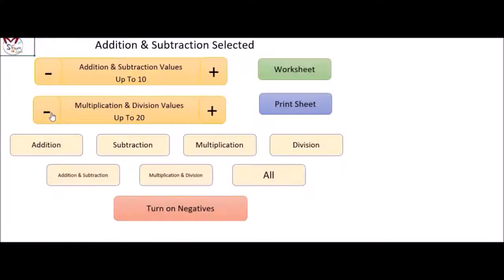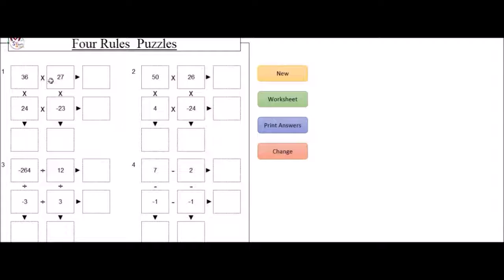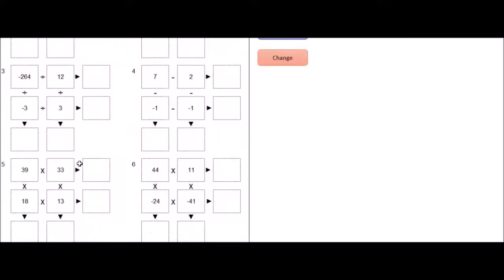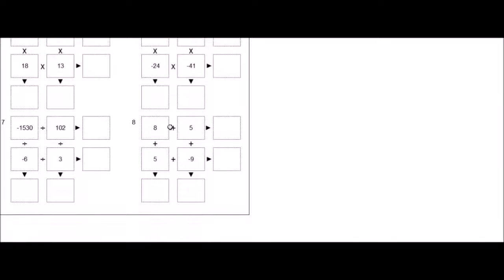If we go back to change, we can select the value of multiplication all the way from 5 up to 50. If we want to go up as high as 50, we can turn on the negatives. So we see there should be easy addition and subtraction and very difficult multiplication and division. We want to select all, so we select all. And now if we go to the print sheet, we will see we have difficult multiplication questions, we have easy subtraction questions, difficult division questions, difficult multiplication questions, and easy addition, because that's the values we set.